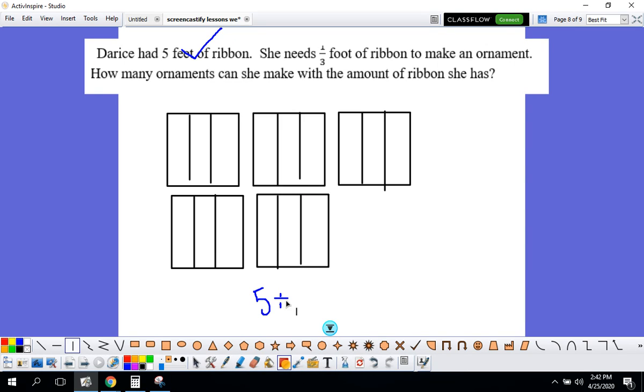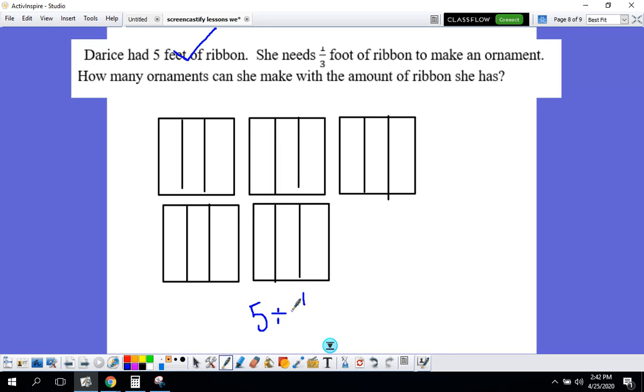So again, I took that 5 feet, I split that into 1/3 pieces, and then I need to make sure I know that that 3rd foot makes 1 ornament. So this 1/3 makes 1 ornament. This 1/3 would make a 2nd ornament. This 1/3 would make the 3rd ornament, and so on. So each 1/3 makes an ornament. So I'm looking at, well, how many ornaments can I make? That's what the question wants. How many ornaments? That's my goal.